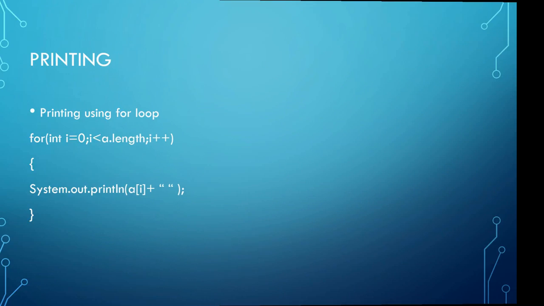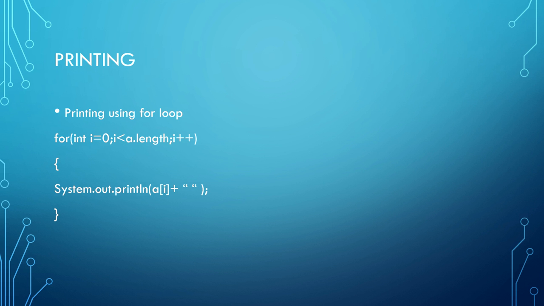Now the only thing left is printing them. Printing them is really easy. If you know how to give values, you know how to print them. Printing using a for loop. For I is equal to 0 as usual, I less than a dot length, and I plus plus. You just print a of I plus a small space. It'll come in a tabular form.